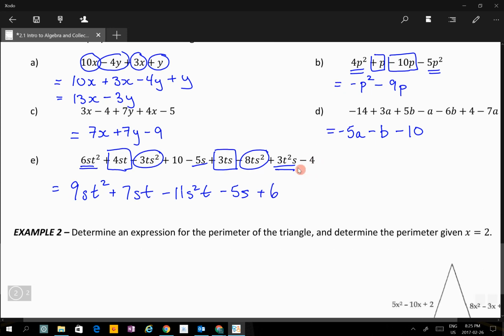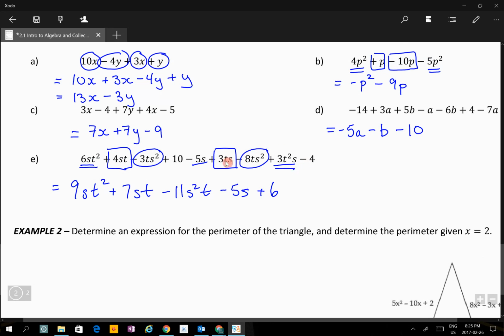One last thing I'm going to say is that generally speaking, if I choose to make s the variable in front, it's always a good idea to put the term with the highest exponent first. So I'm going to put the negative 11s squared t first. Then I'm going to put my plus 9st squared. And then I'm going to put my plus 7st and then minus 5s plus 6. So generally speaking, you should put your terms in order of the highest degree. These two terms are degree 3. This term is degree 2. Here I have a degree 1, and here I just have my constant term at the end.